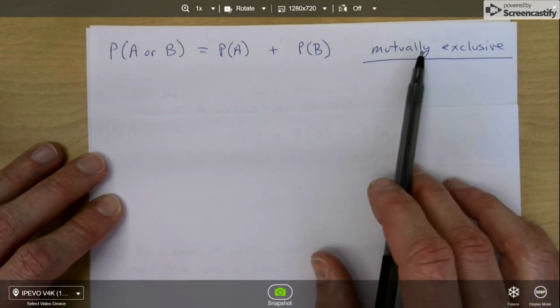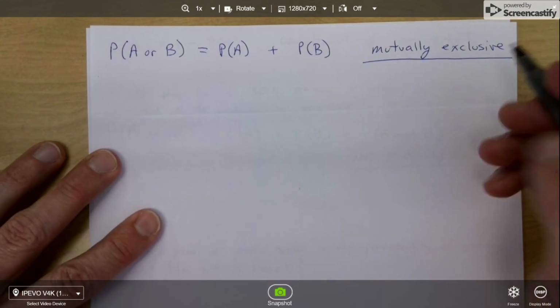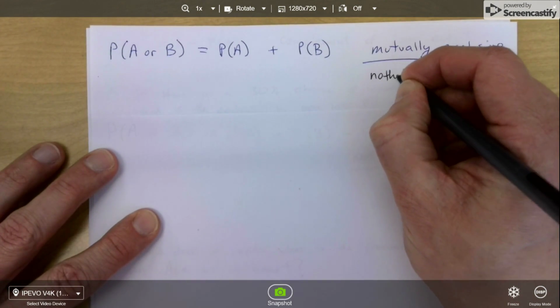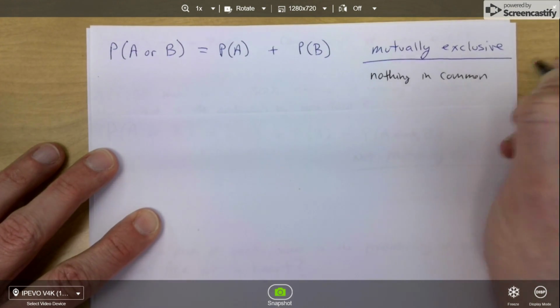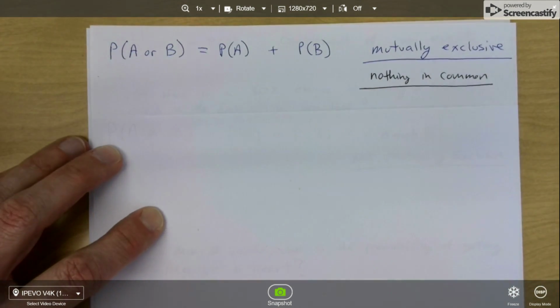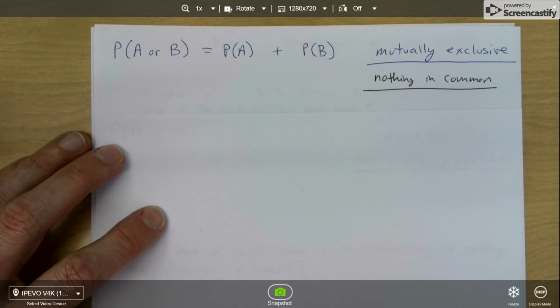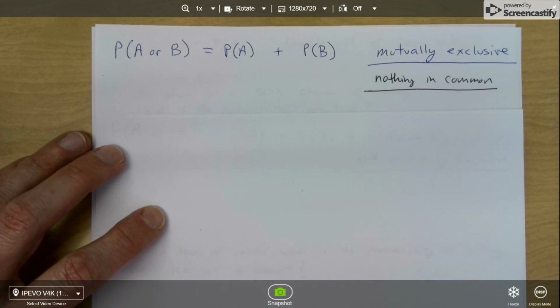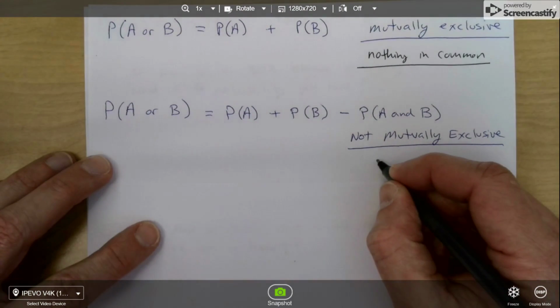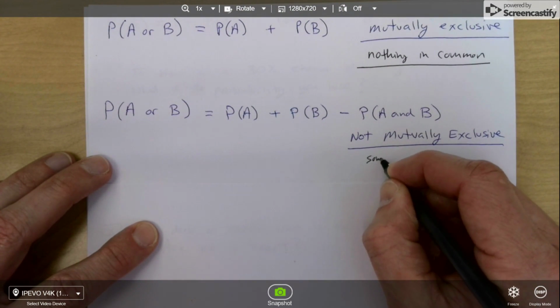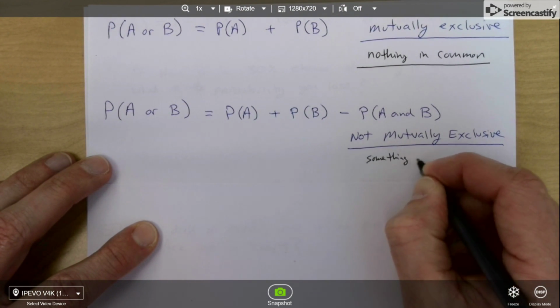We're going to talk about something called two things being mutually exclusive, which means they have nothing in common. Nothing in common. That's what you want to remember here. If things are mutually exclusive, they have nothing in common. Hopefully, with your friends, you are not mutually exclusive, which means hopefully you have something in common. All right? And so if you have something in common, it's called not mutually exclusive.